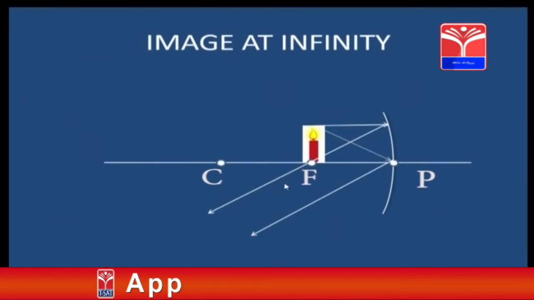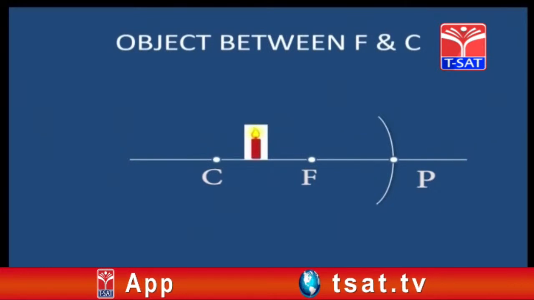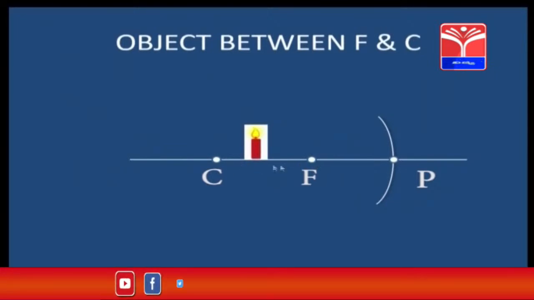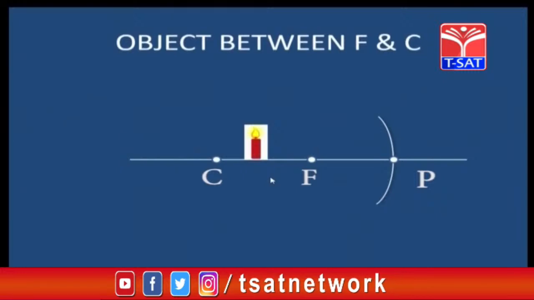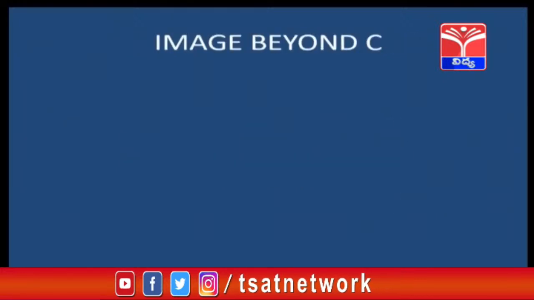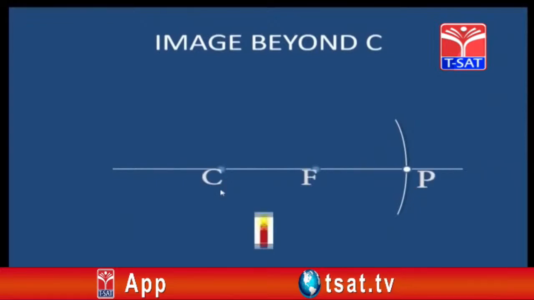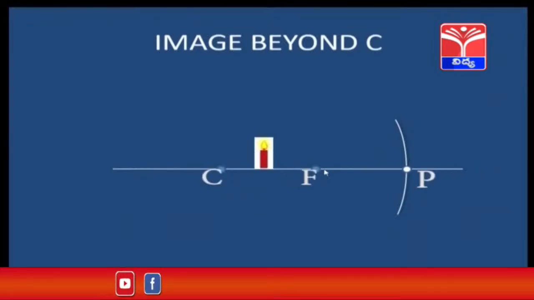Children, I hope you understood this. Now we are going to shift the object between F and C. This is F and this is C. Now let us see the image formation with the help of ray diagrams. The principal axis, pole, focus, the center of curvature. The object is placed between F and C.